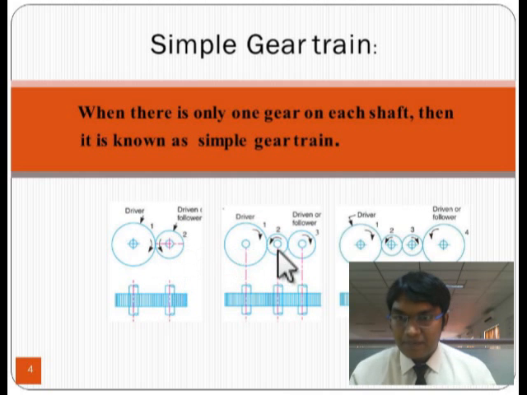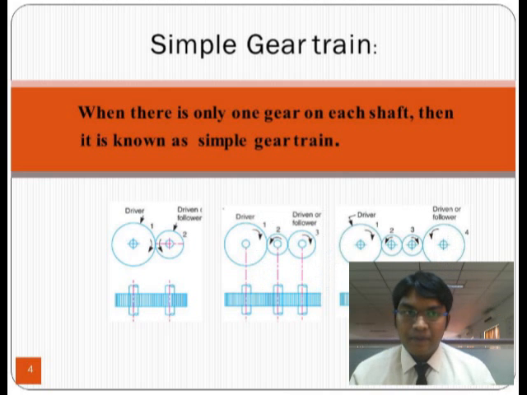Now let's look at the second picture here. When the driver rotates clockwise, imagine there is an intermediate gear, number 2. It will rotate in the opposite direction, and the third gear, which is the follower, will rotate in the clockwise direction again. So when there are an odd number of gears, the input rotation will be your output rotation. The same sense has to be followed.